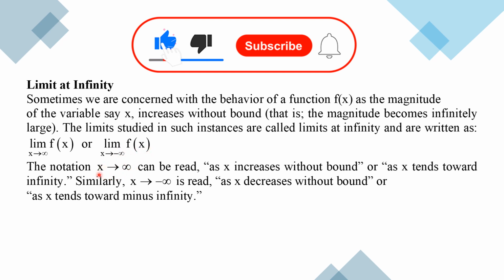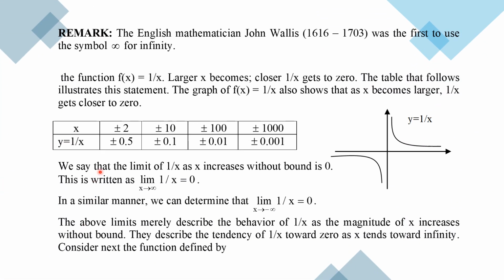This notation, x tends to infinity, can be read as x increases without bound, or x tends towards infinity. Similarly, x tends to minus infinity is read as x decreases without bound, or x tends towards minus infinity. The Englishman John Wallis in 1673 was the first to use the symbol infinity.